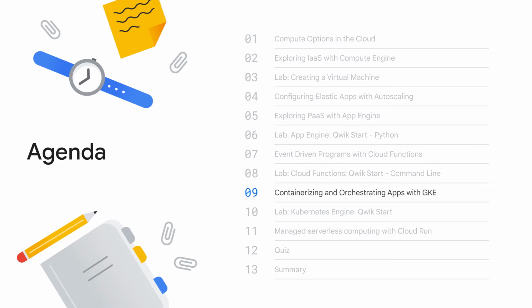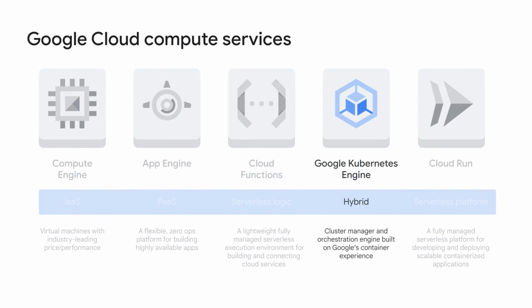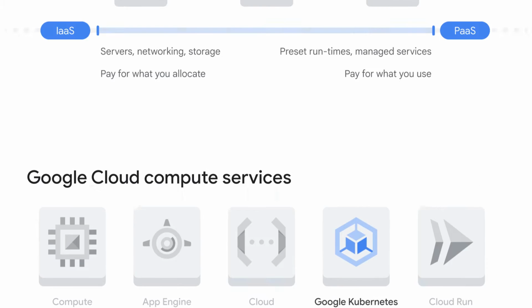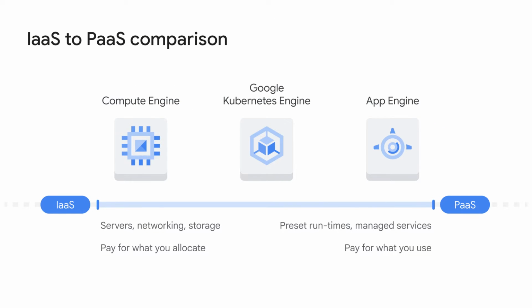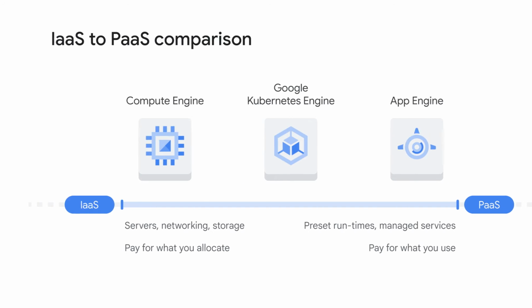Let's move on to the next section, Containerizing and Orchestrating Apps with GKE. In this section of the course, you'll learn about containerization and how to leverage Google Kubernetes Engine. We've already discussed the spectrum between infrastructure as a service and platform as a service. And we've also discussed Compute Engine, which is the IaaS offering of Google Cloud, with access to servers, file systems, and networking. Now you'll be introduced to containers in GKE, which is a hybrid that conceptually sits between the two, offering the managed infrastructure of IaaS with the developer orientation of a PaaS offering.